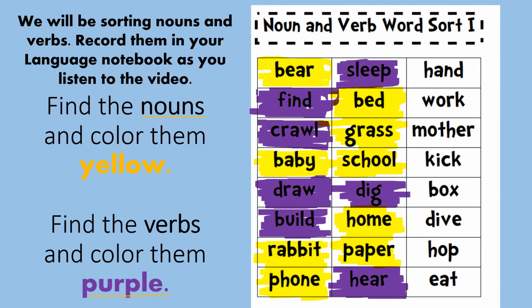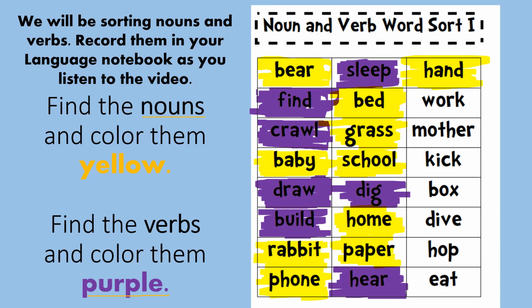Hand. Well, it depends on how that's used in a sentence, but we're going to assume that it's just talking about your hand on your arm. But if you hand someone something, that can show action. So that could be a verb. But we're going to assume that in this case, it's talking about your body part. If it's a body part, then that would be a noun. That's a thing. So we would shade that yellow.